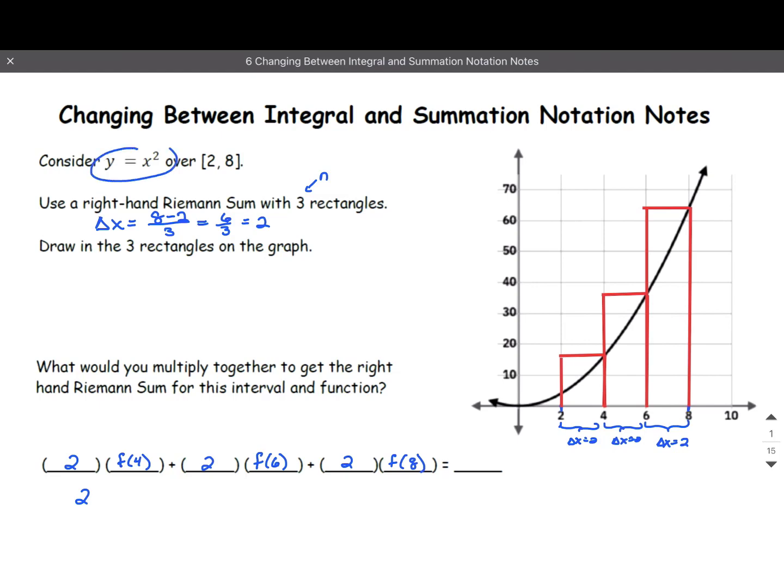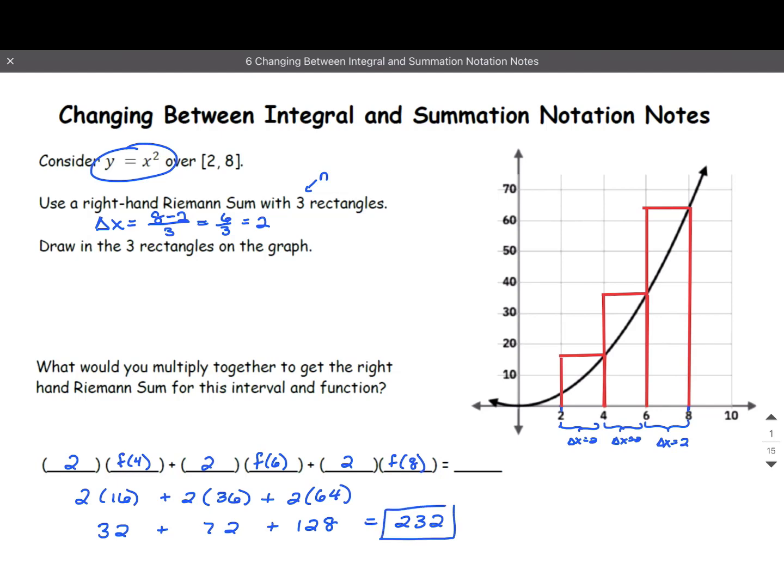Now remember our function is y equals x squared. So 2 times 4 squared is 16, plus 2 times 6 squared is 36, plus 2 times 8 squared is 64. So that's going to give us 32 plus 72 plus 128. That's 232. And there's our sum.